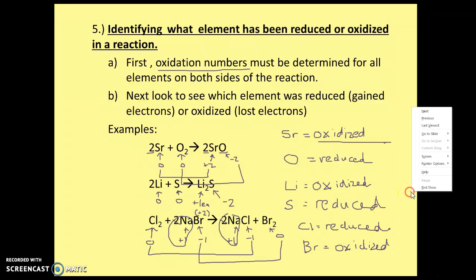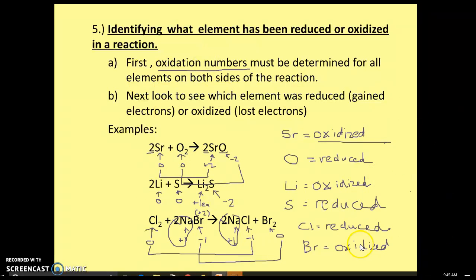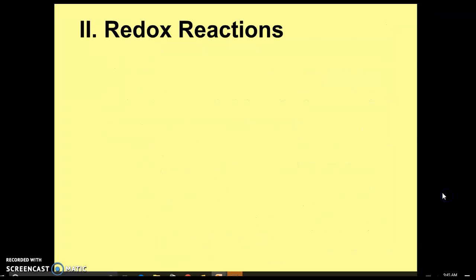All right, so hopefully that makes it clear on how we determine what's being oxidized, what's being reduced in a reaction. And that's where we're going to stop for today. We're not going to go any further than that. So I hope this helped. I hope you feel like you can now assign oxidation numbers and determine what's being oxidized and what's not.